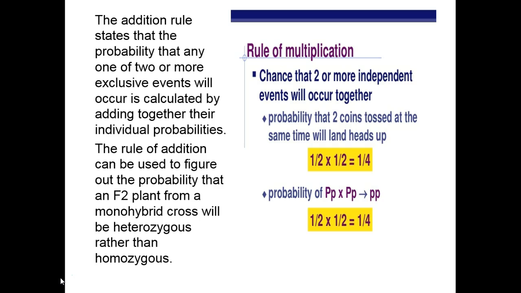will come up heads. And then if we extend this to genetics in terms of the rule of multiplication, the probability that a heterozygous mix times a heterozygous mix will equal a homozygous recessive offspring is again 25%. So statistically, the chance for a particular offspring of a particular cross can be calculated.